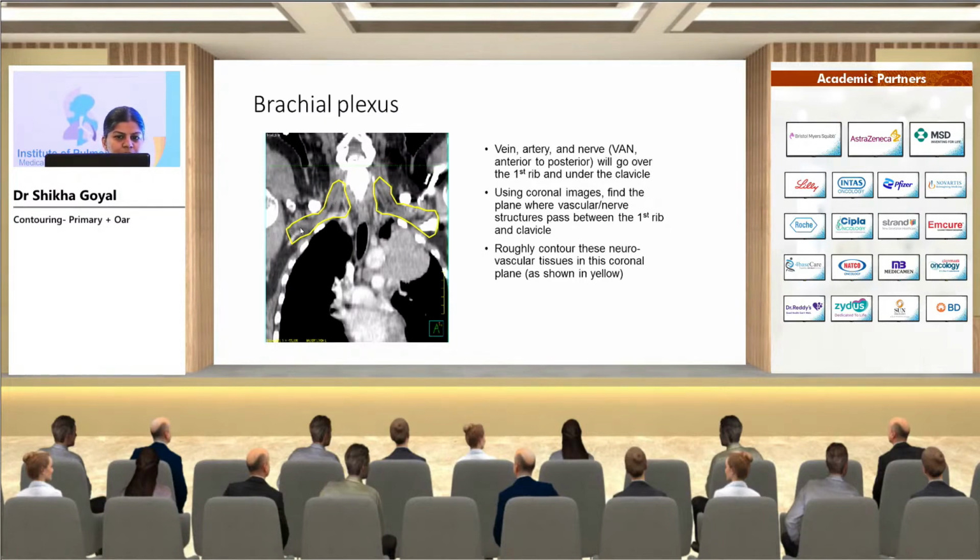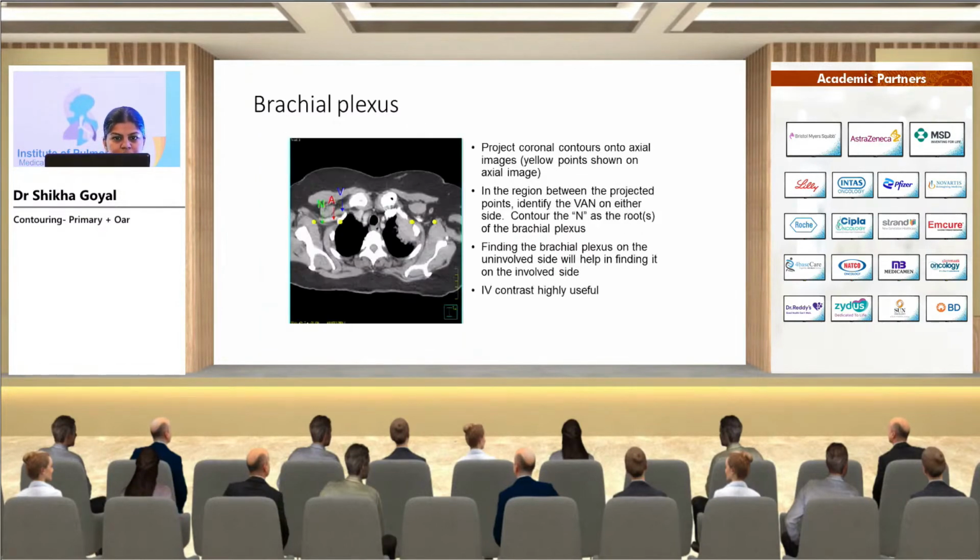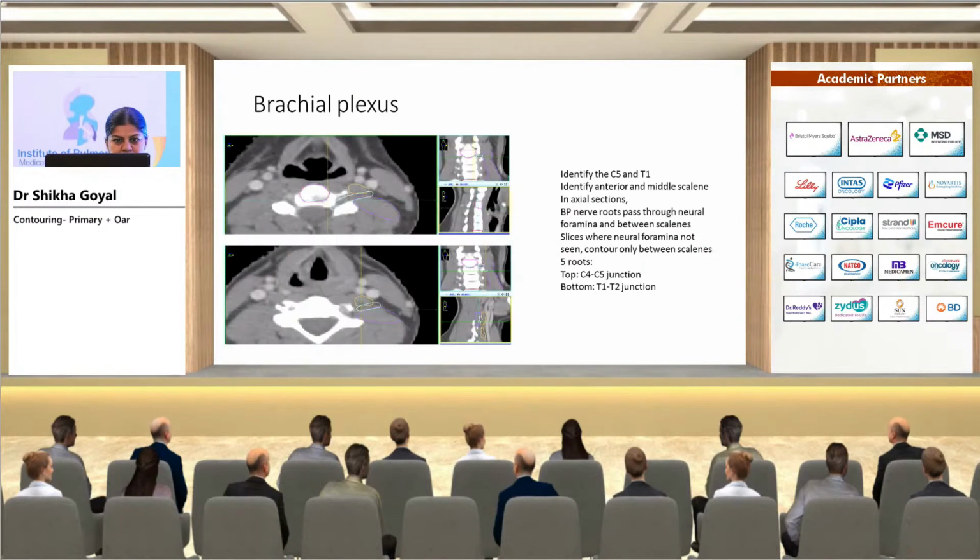So here we can see on the coronal projection that this vessels and nerve complex will go over the first rib and under the clavicle, and we can easily distinguish this with practice. So roughly we can contour these positions on a coronal projection and then look at the vein artery nerve relationship on an axial projection to identify the brachial plexus. IV contrast is highly useful in this delineation.